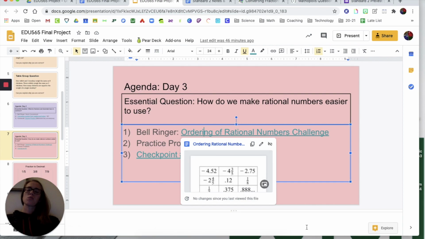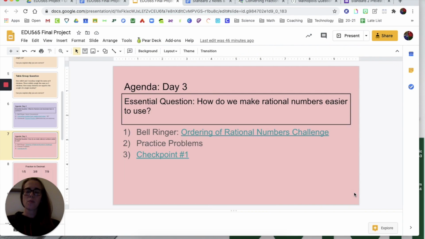This might seem like a simple challenge, but there are fractions and decimals, negatives and positives, so it actually ends up being a very challenging activity for most students, and they have to come up with a strategy in order to be successful. Some students will separate the negatives and the positives and do those separately. Some will convert everything to a fraction or everything to a decimal. It just kind of depends on what they feel comfortable doing.